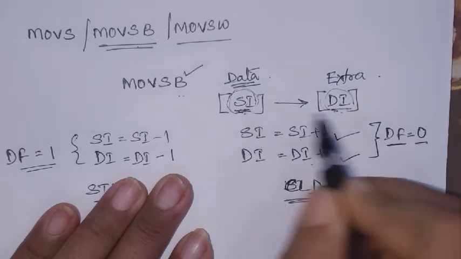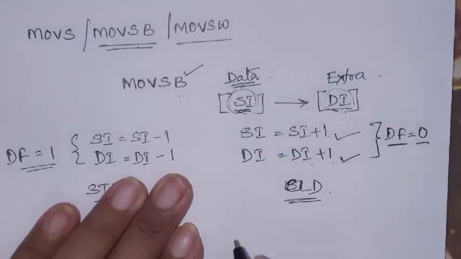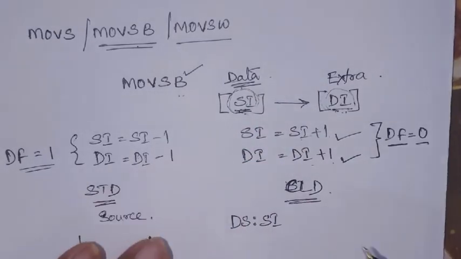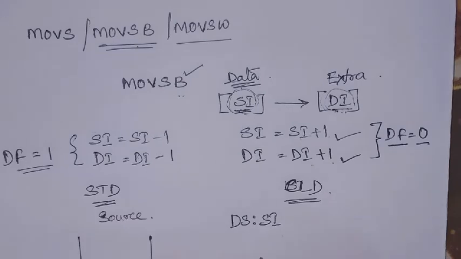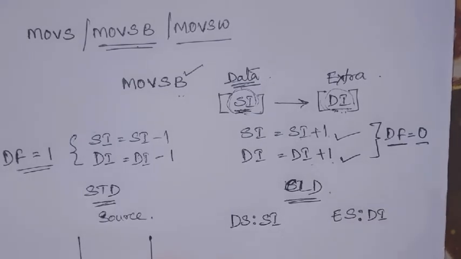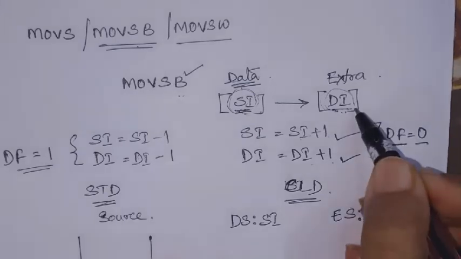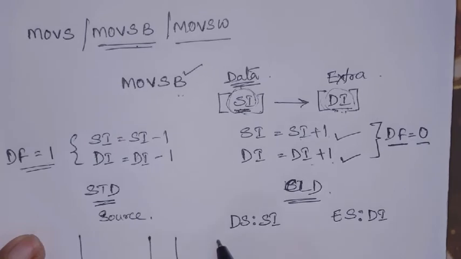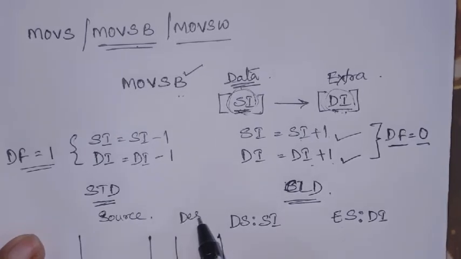So how is the physical address calculated here? In this case, the data segment contents are added with SI to get the 20-bit physical address of the source memory location, and the extra segment contents are added with DI contents to get the 20-bit physical address of the destination memory location. So here you have a source memory and destination memory.